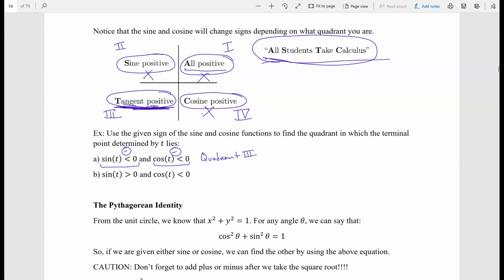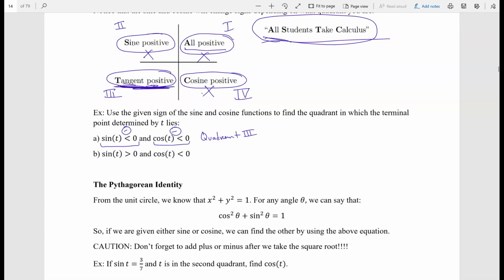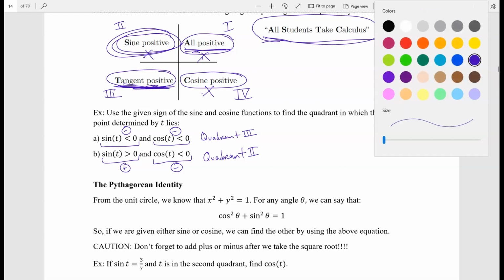The second one says the sine of t is greater than 0, that means it's positive, and the cosine of t is negative. So where is one positive and the other negative? Well, sine is positive in quadrant 2 and in quadrant 1, but we know that cosine has to be negative, so it can't be quadrant 1. It has to be quadrant 2. And that's basically it. Really make sure that you understand where all the signs are.